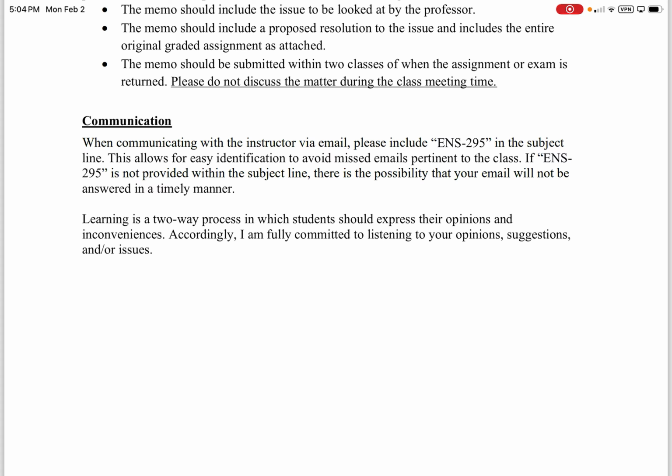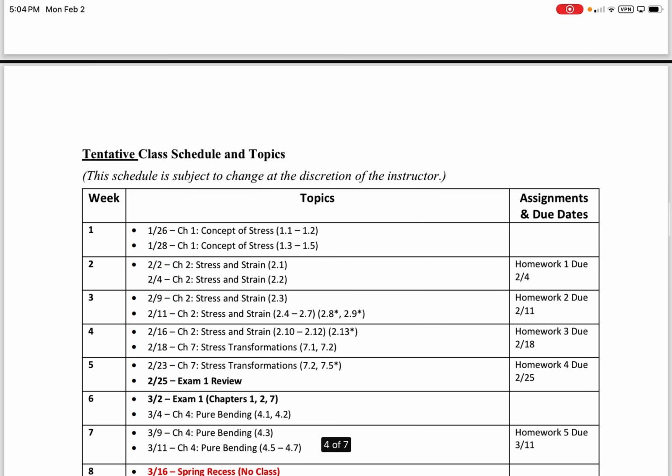I usually try and get to it within like a day or so, maximum, because I know you guys have other things going on. Sometimes you're working on a homework and you don't want to push it off. You want to try and get it done early. So I usually try to be responsive with that.